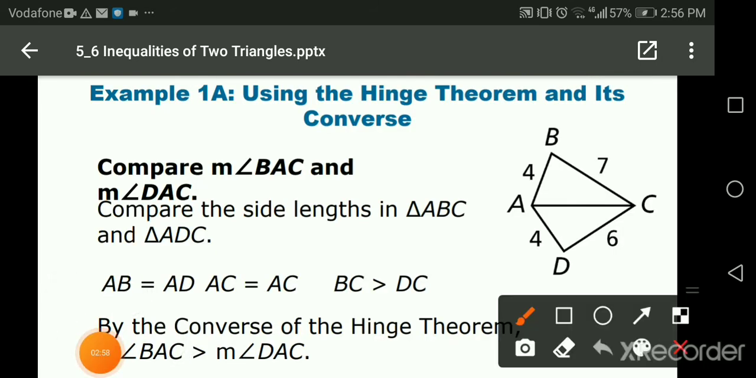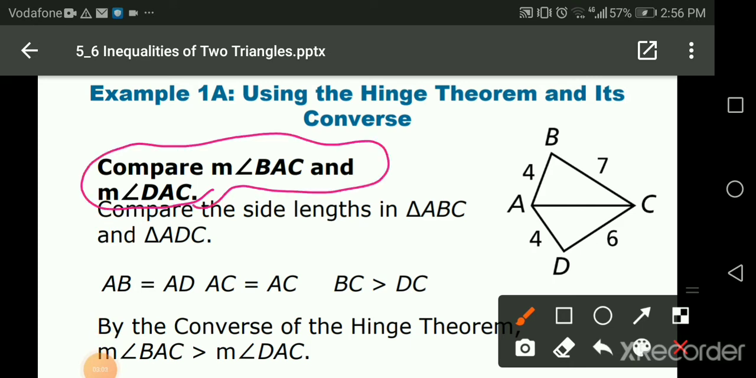Let's see this exercise. It asks you to compare the measure of angle BAC and the measure of angle DAC. I have to know which angle it's talking about: BAC, this one, and DAC, this angle. Can you see it? It wants me to compare between them. So I have to compare the side lengths in triangle ABC and in triangle ADC.